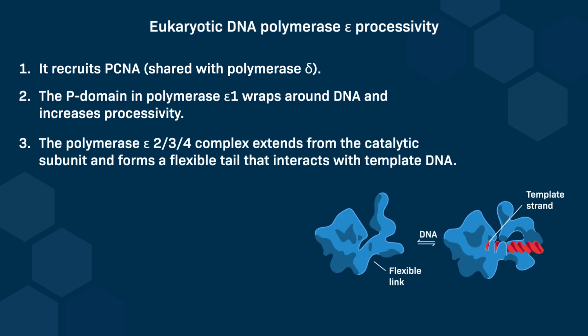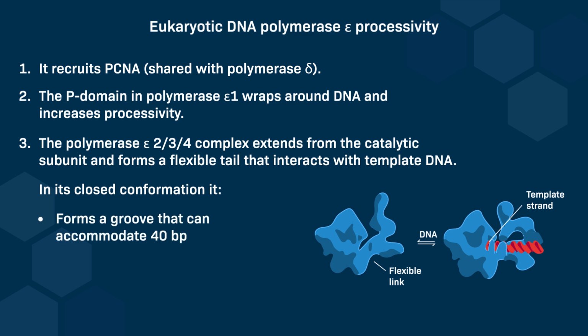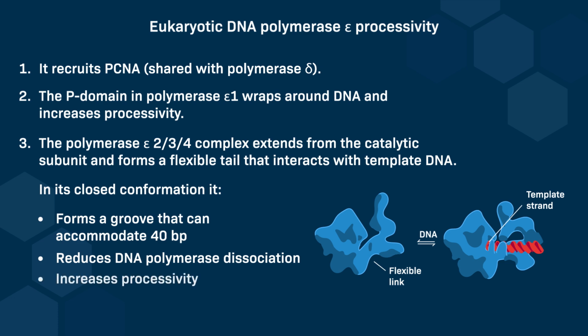Finally, the subunits Pol epsilon 2, Pol epsilon 3, and Pol epsilon 4 form an extended domain connected to Pol epsilon 1. This domain forms a flexible tail that can interact with the DNA template and switch between open and closed conformations. In its closed conformation, this complex forms a groove that can accommodate up to 40 base pairs of DNA. This significantly reduces the risk of the DNA polymerase dissociating from the DNA template, which thereby increases the processivity of DNA polymerase epsilon.